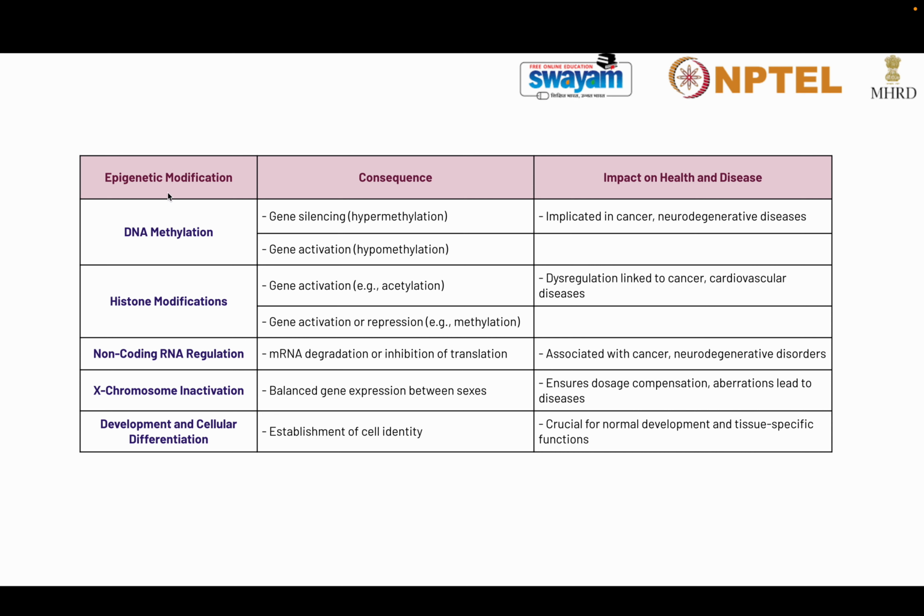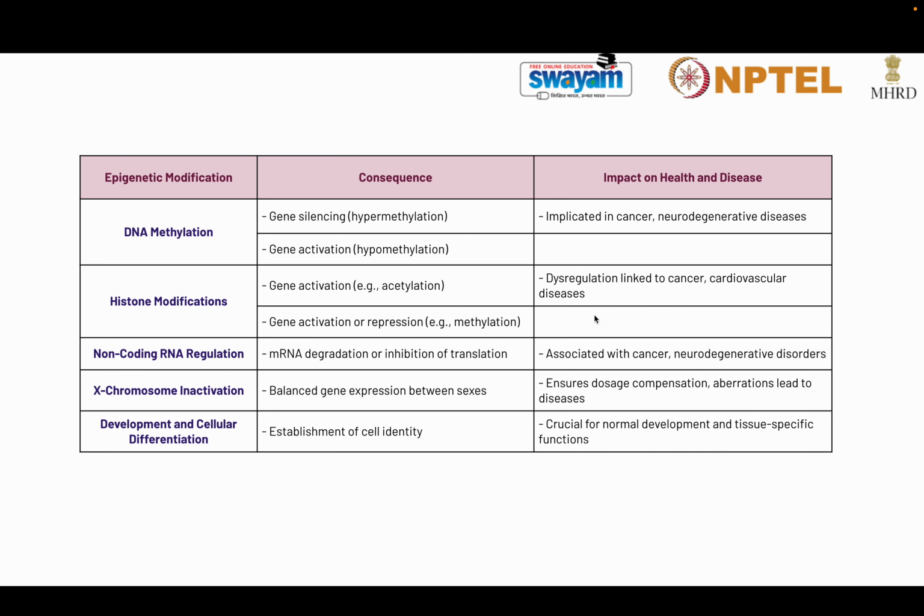So now, what are the different epigenetic modifications that are possible? One is DNA methylation, which can lead to gene silencing if there is hypermethylation. It can also lead to gene activation if there is hypomethylation. And in cancers and neurodegenerative diseases, you will see that there are disturbances or differences in the DNA methylation pattern, which lead to these diseases. Then come histone modifications. Similarly, if acetylation of particular histones is done, then it will activate some genes, whereas if methylation is done, it can activate or repress some of the genes. So it is also linked to cancer and cardiovascular diseases.